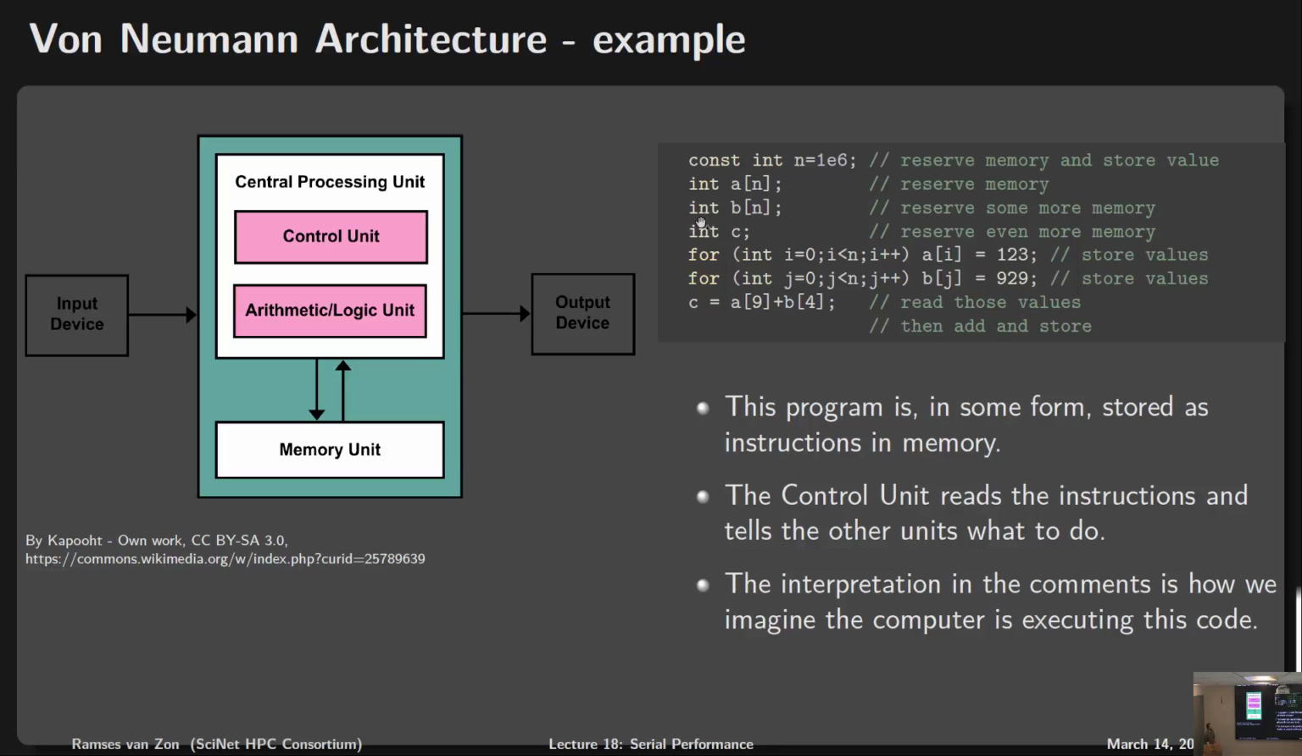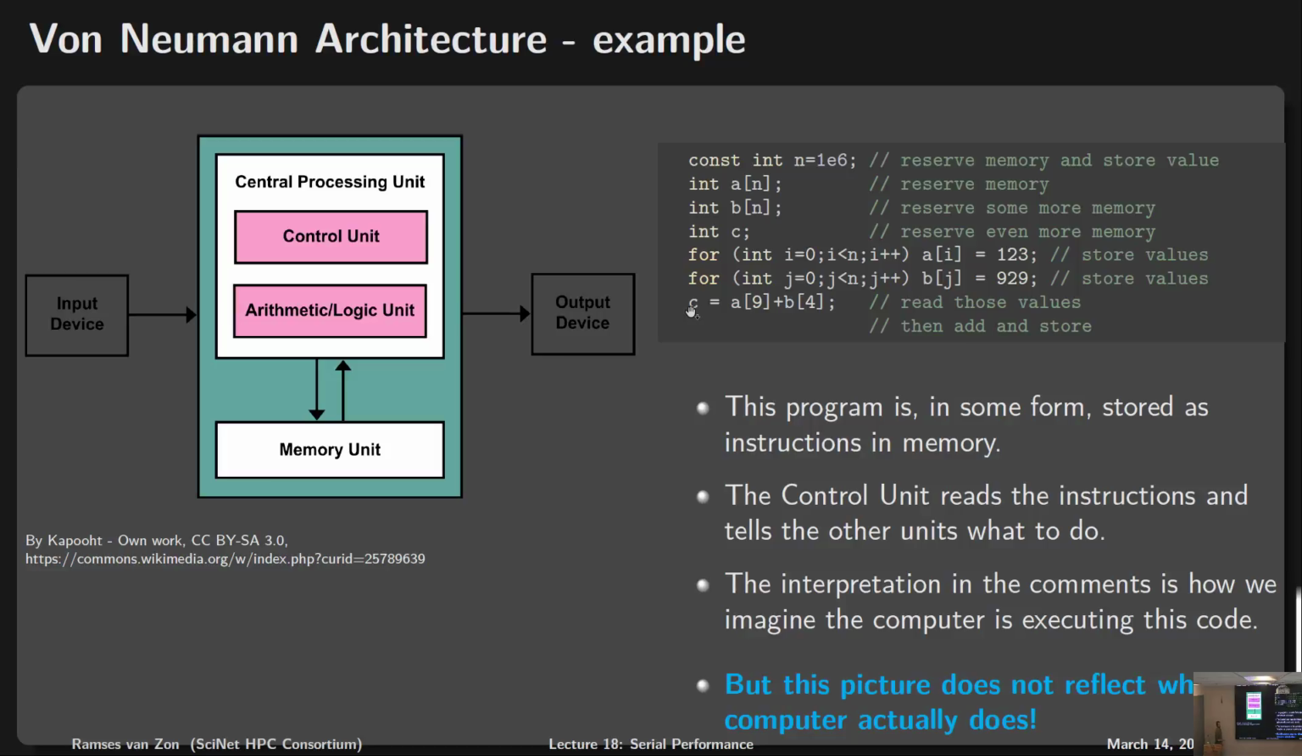I want another variable C, so probably I'll have to reserve some memory for C. And then I have a little for loop that fills in the values of i. So I'm just going to store the values 1, 2, 3 in these million elements of A, and then the value 929 in the million elements of B. And then once I've done that, apparently I want to add the 9th and the 4th element of these two arrays and store it in C. So that's kind of what you imagine. That's kind of what the code says, right? You have some memory, you have some instructions, you act on that memory. So it turns out that this picture actually doesn't really reflect very well what the computer is really doing.